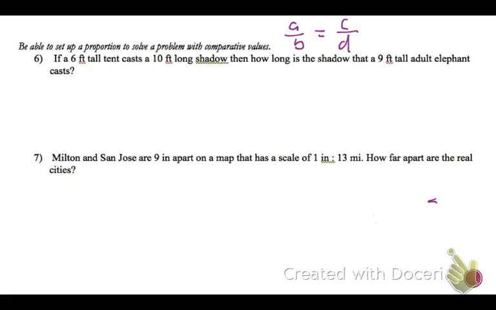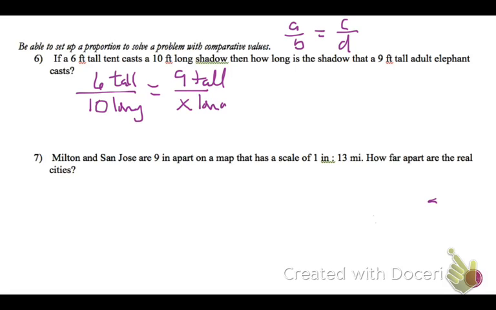So see how we're comparing height to the length of a shadow. So we can say height of the tent, which is 6, compared to length of the shadow, which is 10. Now we'll do the exact same thing on the other side using x for what we're looking for. Then how long is the shadow, so we'll match that up with the shadow on the left side of a 9-foot tall elephant. So see, we have height, how tall the tent and the elephant is, compared to the length of our shadows.